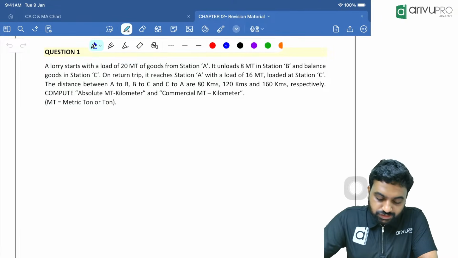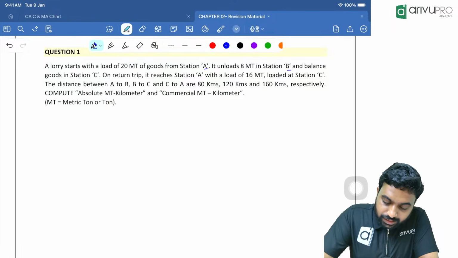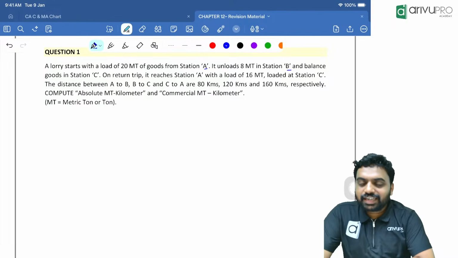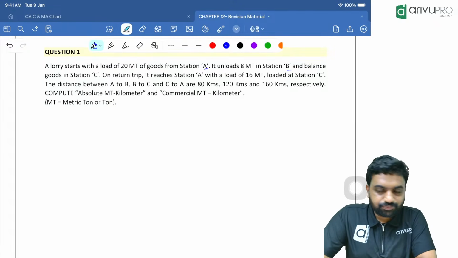A lorry starts with a load of 20 metric ton of goods from station A. It unloads 8 metric ton in station B. What is the difference between ton and metric ton? There is no difference between ton and metric ton. Both are the same only. What do you mean by tons in the first place?